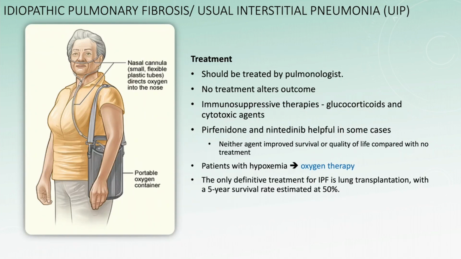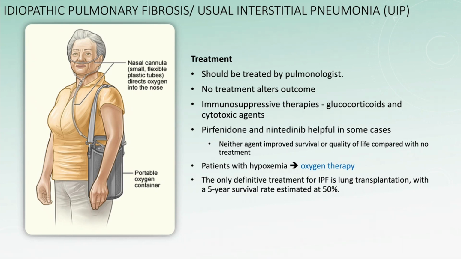How do we treat patients with UIP? Well, first of all, unless you are in the field of pulmonology, you will probably not be treating these patients. They are highly specialized treatments. They have to be closely monitored, and they should be under the care of a pulmonologist. The problem with UIP is that there's no good treatment. Essentially, nothing alters the outcome.